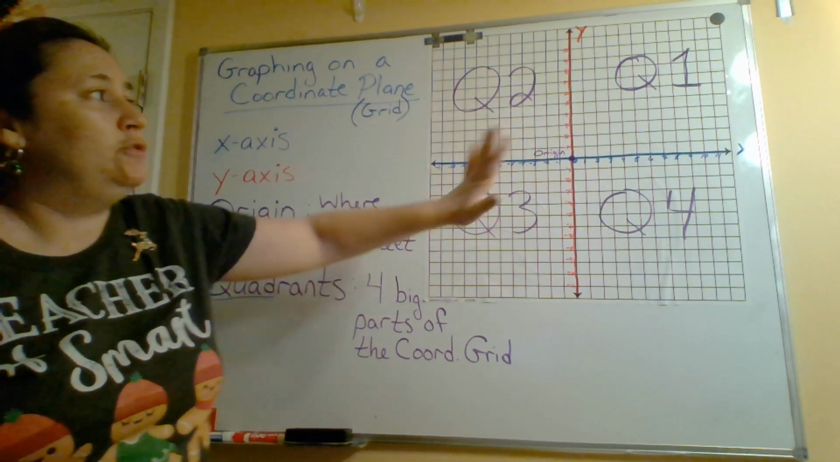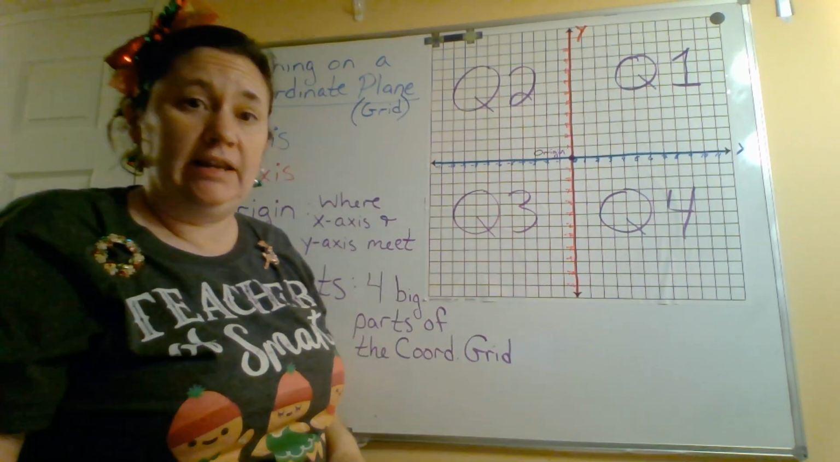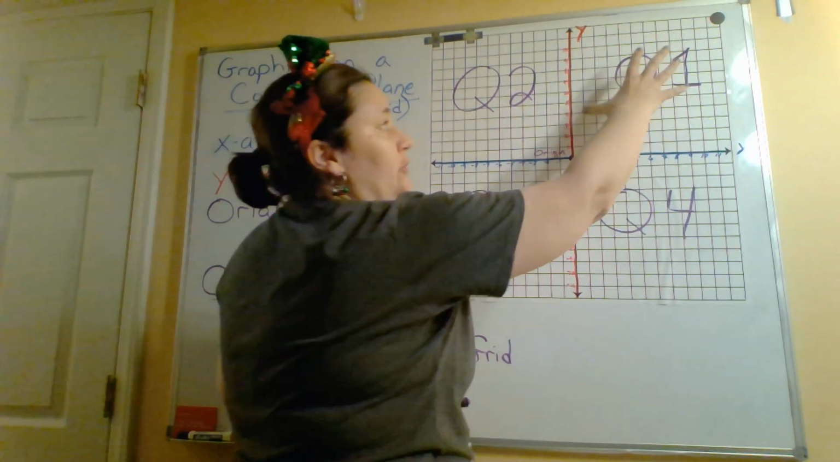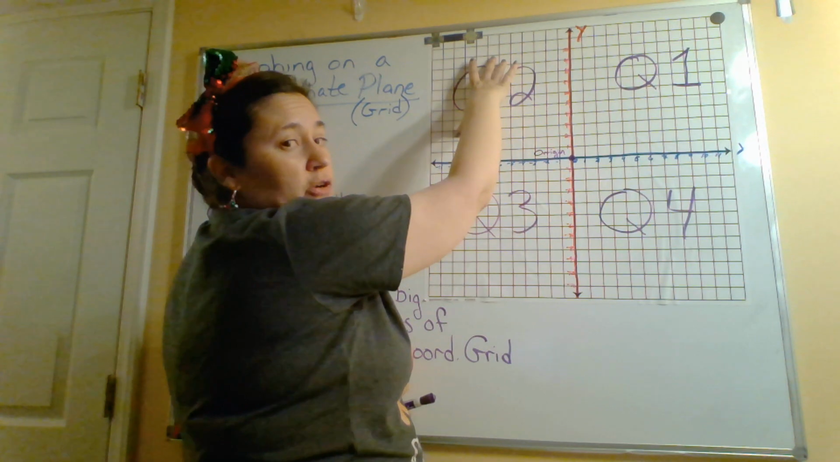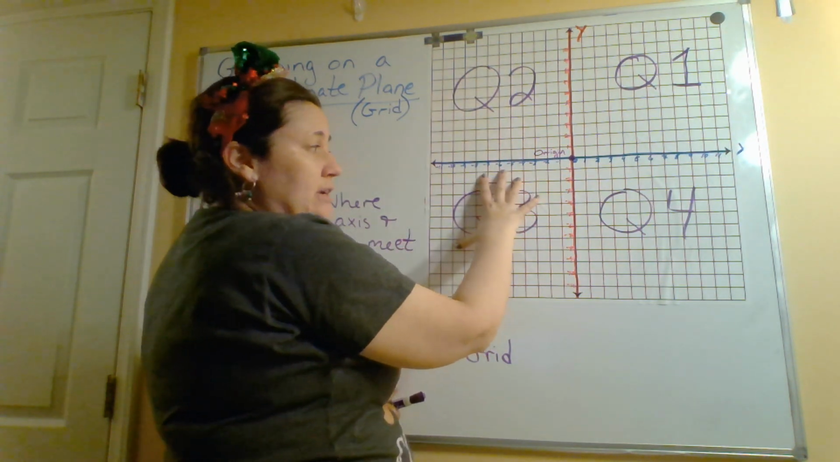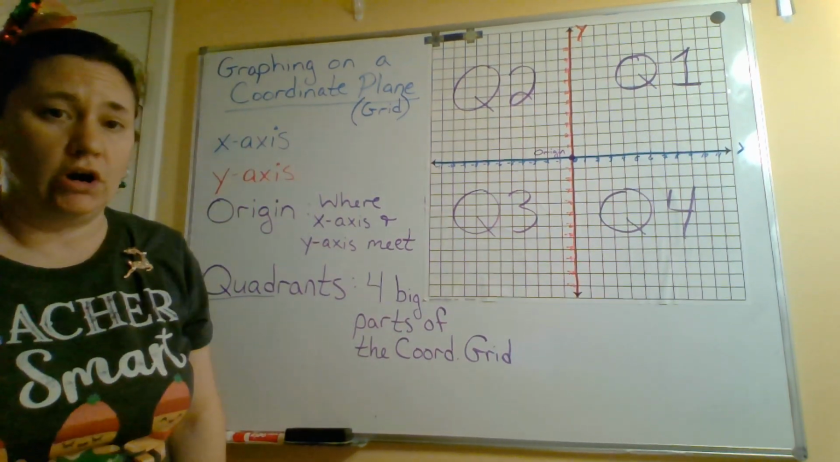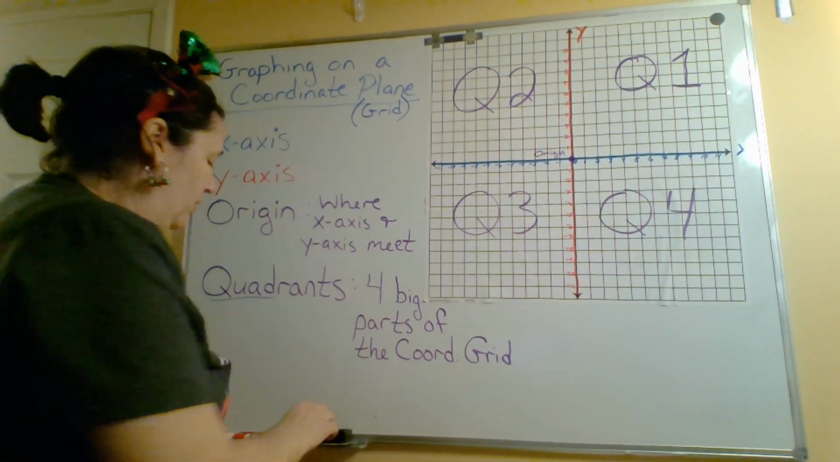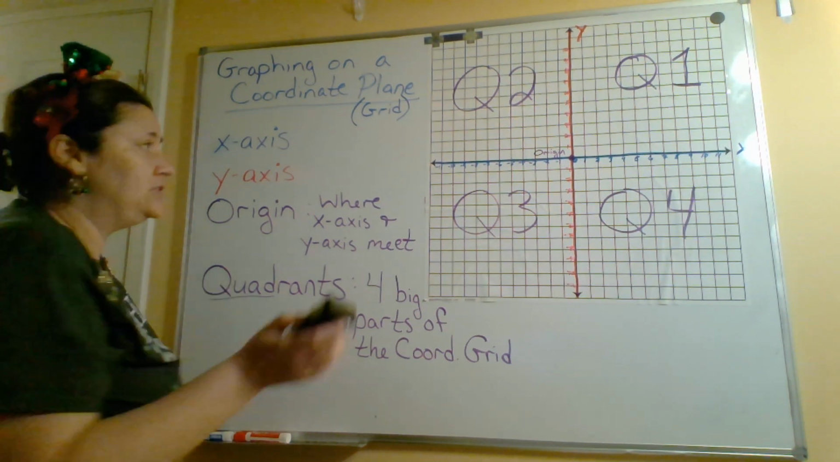So if I give you a point over here in quadrant 1, I might ask you, what quadrant is it in? You would say quadrant 1. So if a point is over here, it's in quadrant 1. If it's up here, it's in quadrant 2. If it's down here, it's in quadrant 3. If it's down there, it's in quadrant 4. Now, are you all ready to actually graph some points? Let's do this.